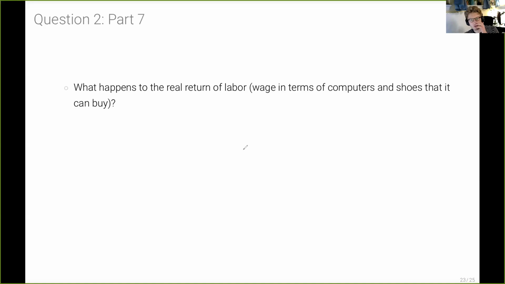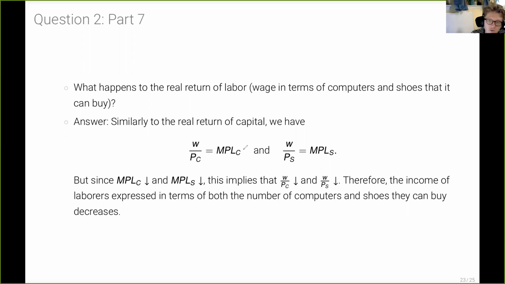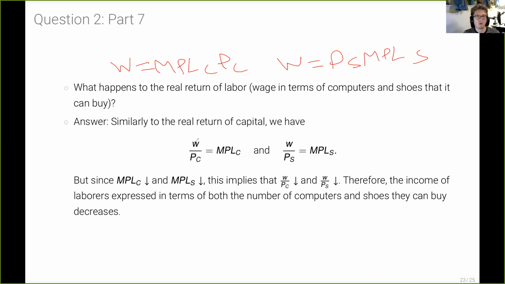What's going to happen to the real return of labor? Well, similarly to the return of capital, in each sector we have output being produced. Workers are going to get paid their marginal revenue product of labor, and so that means that W is going to be equal to MPLC times PC, and W is also going to be equal to PS times MPLS. And so the real return to labor, or the wage of workers in terms of the number of computers and shoes that they can buy if they spend only on those two goods, is just going to be given by the marginal product of labor in each sector.